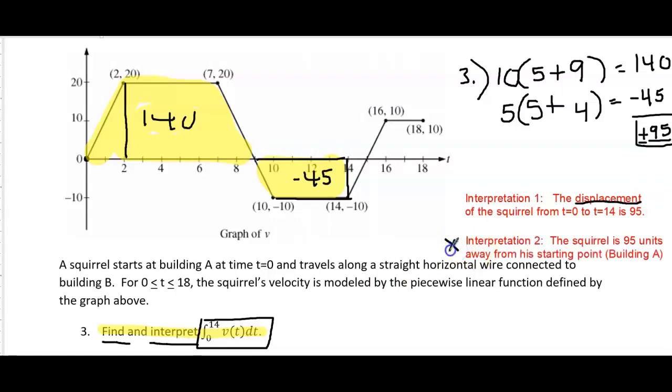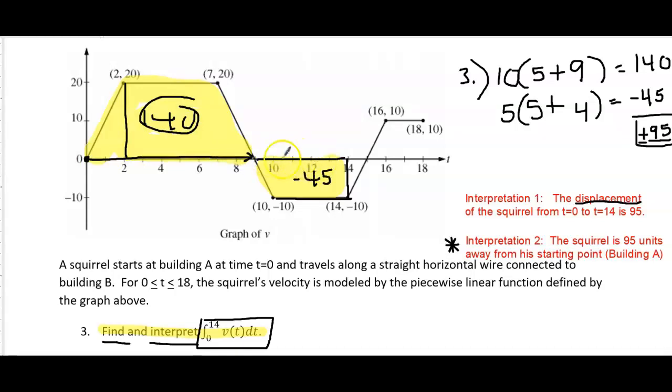And I like this one the best, because this one really includes more of the context of the story problem in it. This is more of like just a straight up raw math answer here. But I like this one because not only does it answer the question well, but it also interprets it in light of the story. So the squirrel is 95 units away from his starting point, which is building A at that time. And so basically what happened is at this point in time, the squirrel's at building A, and since this is a positive displacement here, that's how far the squirrel ran away from building A until he got to t equals 9.